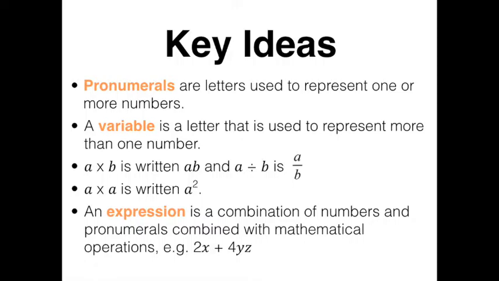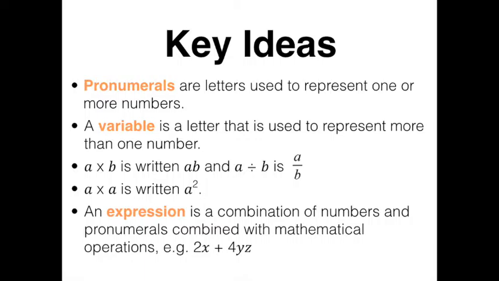Pronumerals are letters used to represent one or more numbers. A variable is a letter used to represent more than one number. A times B is written as AB, and A divided by B is written as A over B. A times A is written as A squared.